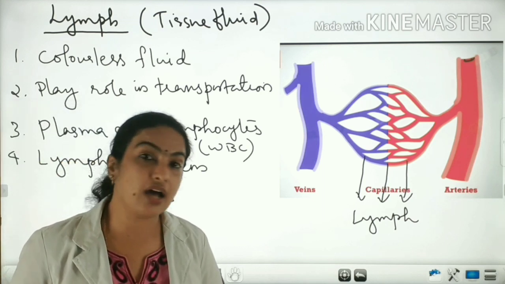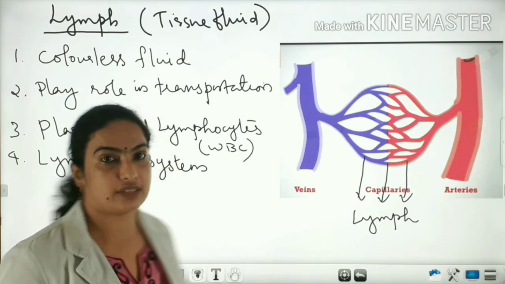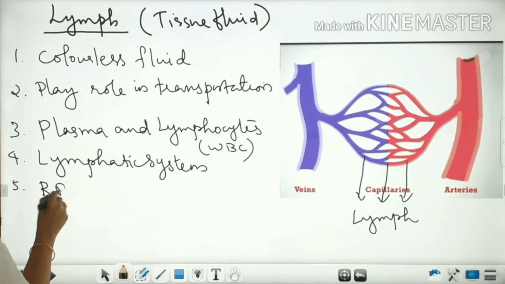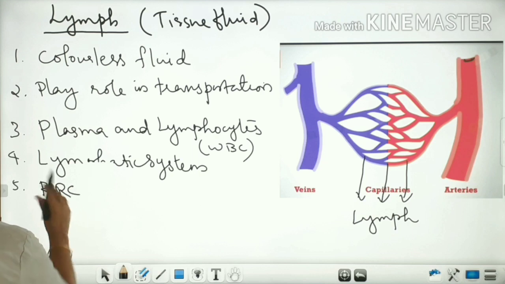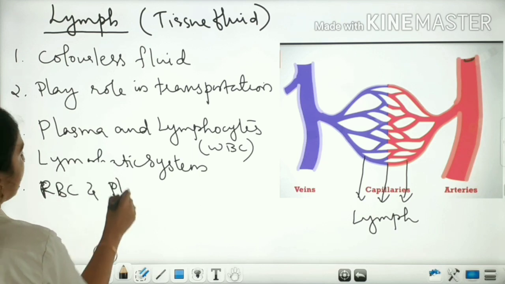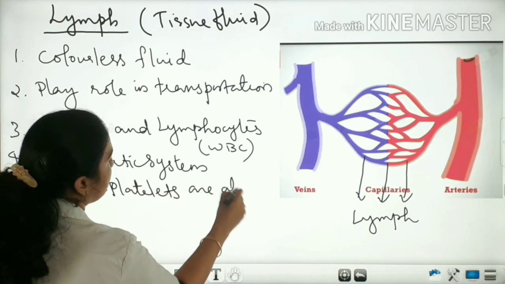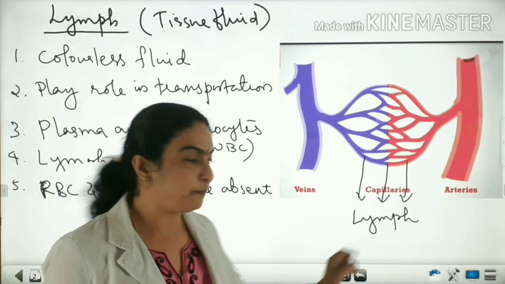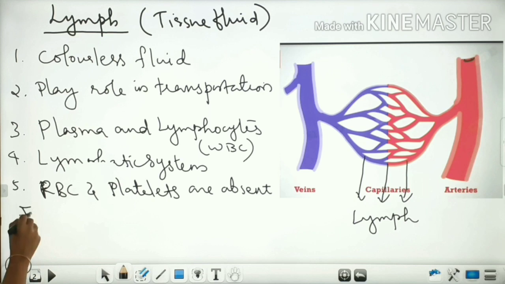And this lymph is similar to plasma, but it has less protein. And there is no RBC, that's why it is colorless. And platelets are also absent. So we can write that as the fifth point. RBC and platelets are absent in lymph. Is it clear?